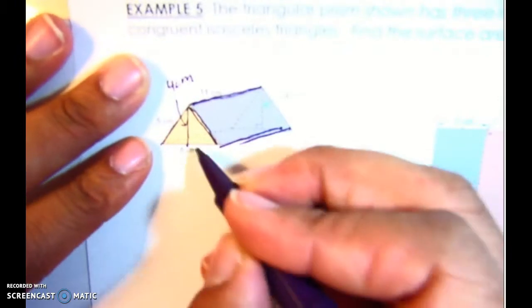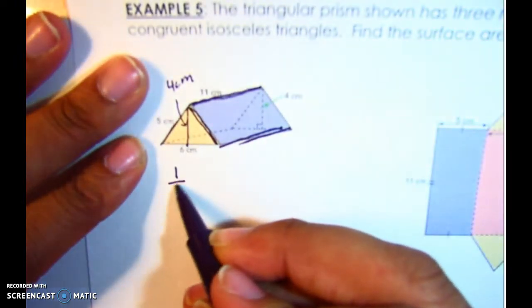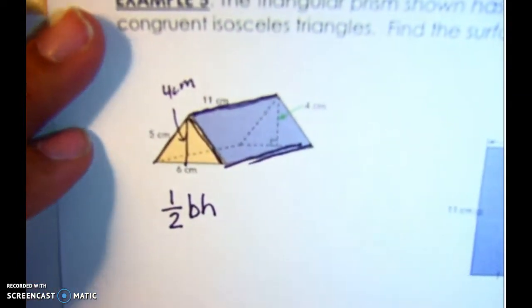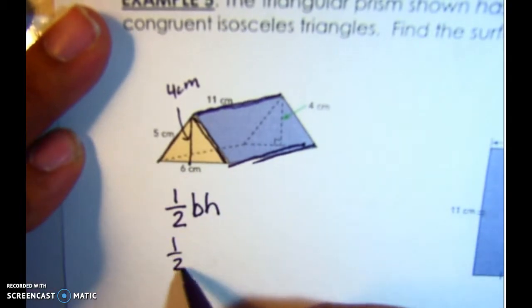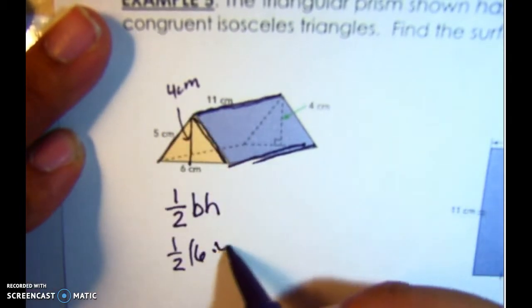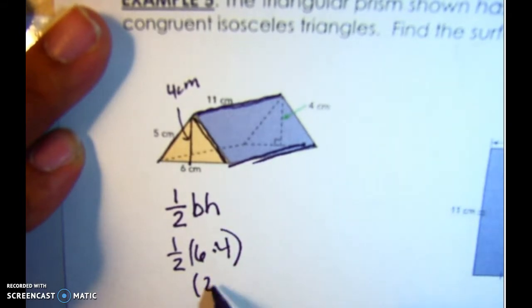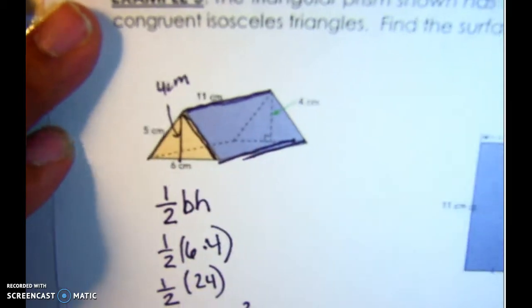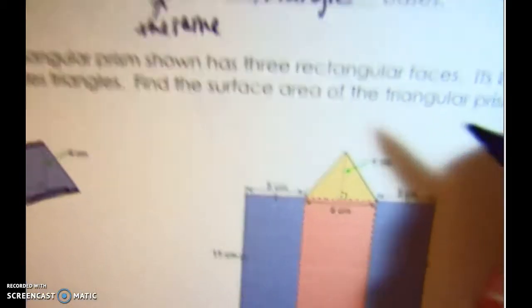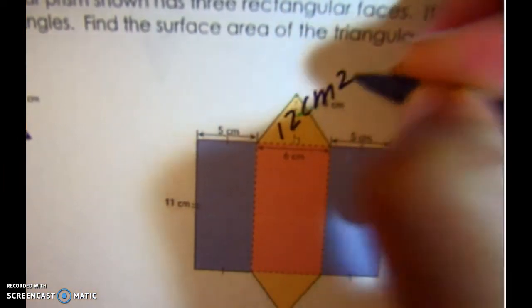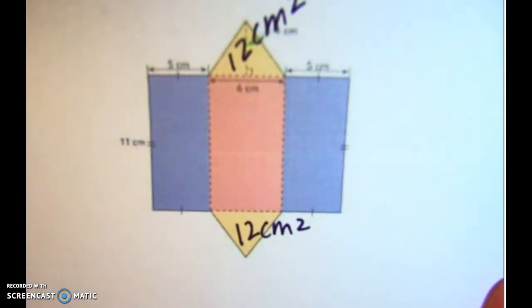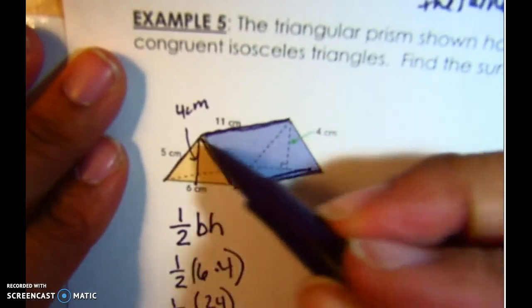Well, I can find the area of the base by using the formula for area of a triangle, which is half of base times height. I'm talking about the base of the triangle times the height of it. So I can substitute in 6 for the base and 4 for the height. I can multiply 6 times 4, and half of that is 12. So that means the area of this triangle is 12. I'm going to write over here, 12 centimeters squared, and also this one is 12 centimeters squared. They're congruent. So I go back and I need to find the area of the 3 rectangular faces.